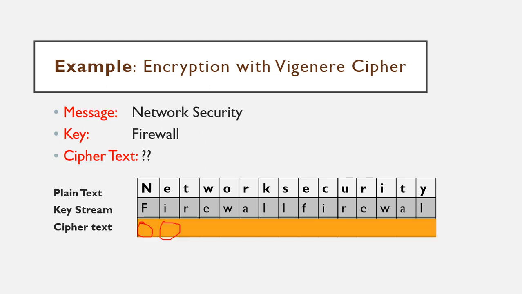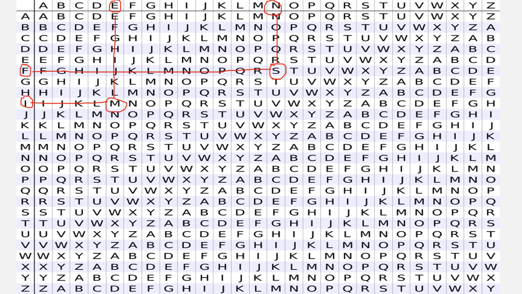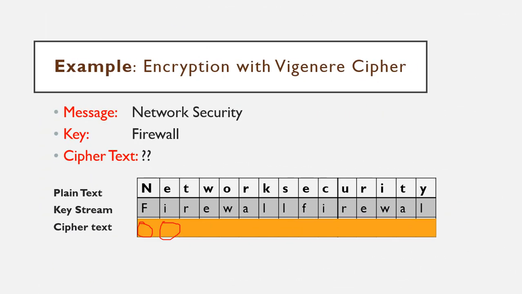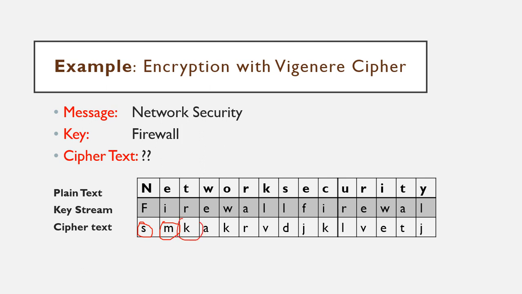Then t and r. Here is the t, and where is the r? Here is the r. So the intersection of t and r is k. So that's how we go character by character, and we'll get the ciphertext of the plain text character by character. So you have to repeat the same process to generate this ciphertext.